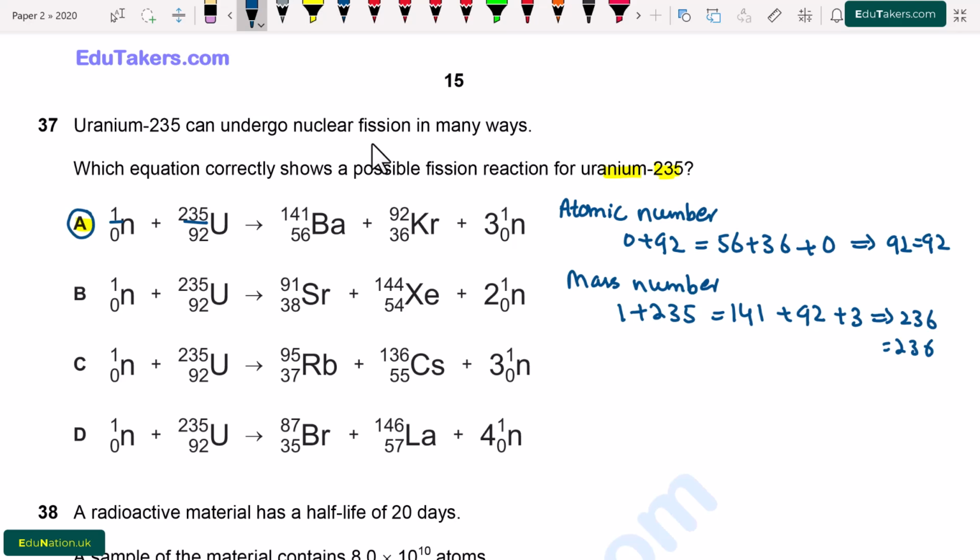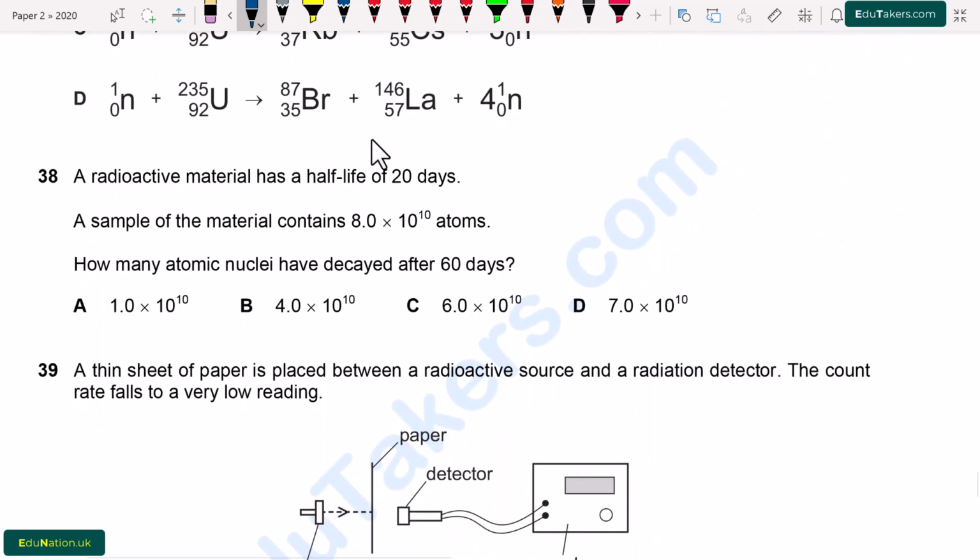We can also check the other ones. For these possibilities, the atomic number and atomic mass on both sides of the arrow will be different. So that's why all of the other options are incorrect.